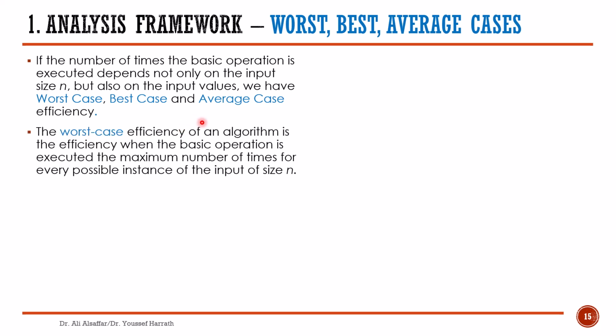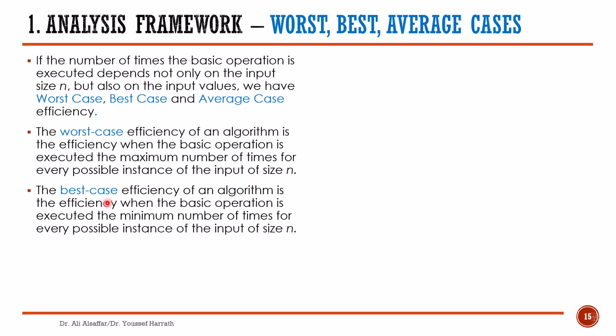The worst case efficiency of an algorithm is defined as the efficiency when the basic operation is executed the maximum number of times for every possible instance of the input of size n. As an example, by going back to the negative test algorithm, the algorithm makes the maximum number of comparisons when the array has no negative integer or the negative integer is at the end of the array. In this case, the efficiency is called worst case efficiency.